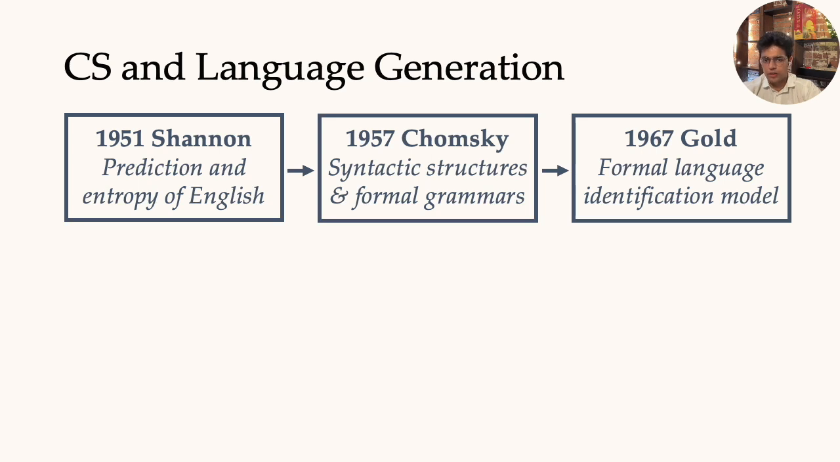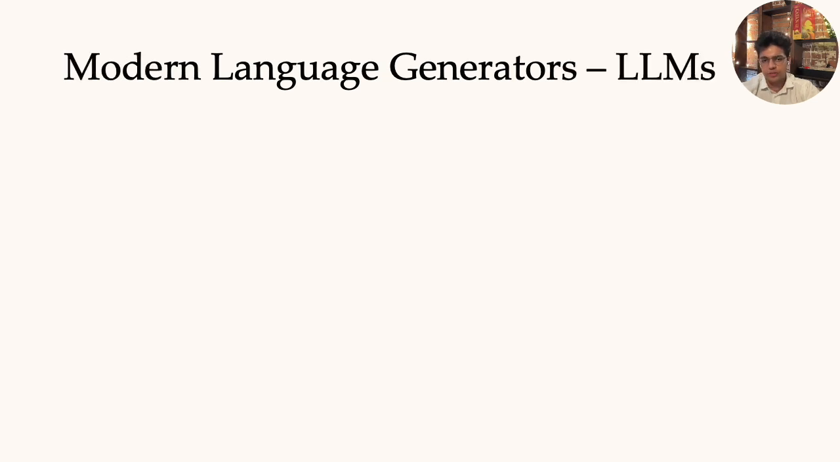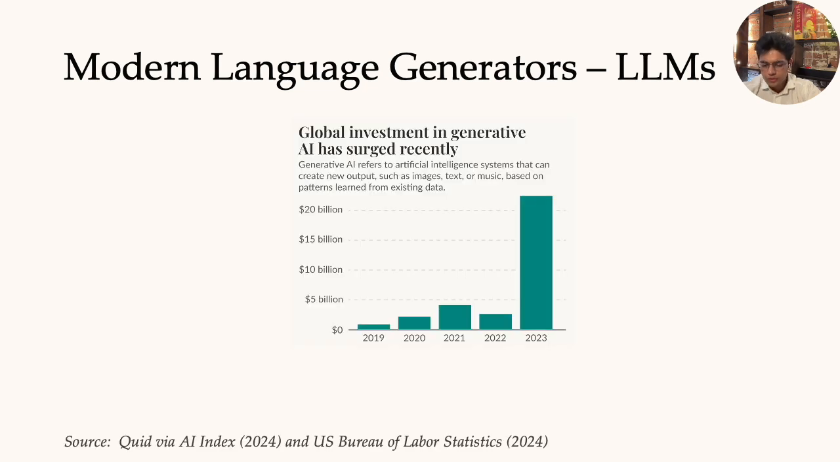Since the work of Gold, there have been a number of milestones, especially since the 2010s, which lead us to today's modern language generators, large language models. These models can do very useful and creative tasks. Here, for instance, the model decided on a creative task that it wanted to do, poetry, and accomplished it. The usefulness and potential of these models is perhaps best illustrated by the growing amount of investments in them. That said, to be deployed in complex real-world tasks, we still need to make these models much more reliable.